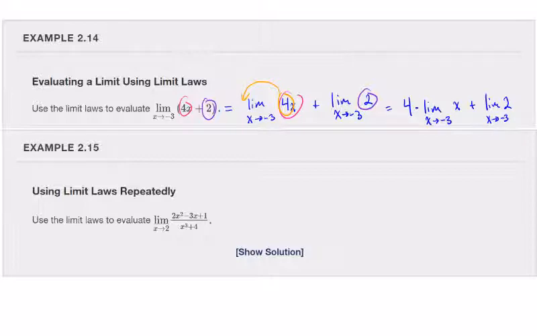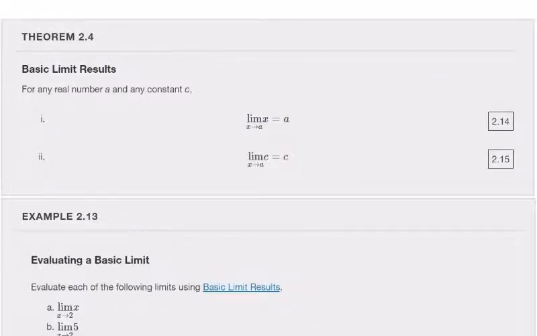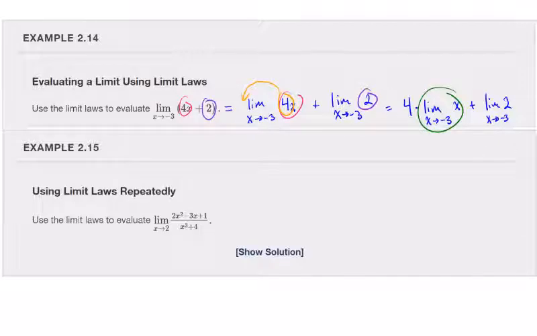Okay, and so now these are all ones we can do, right? This one is going back to this one here. If I have the limit as x approaches a of x, I get a. So the limit of x as x approaches -3 is just going to be -3. And then I have this 4 that I'm going to multiply by it, plus the limit of 2 as x approaches -3, which is just going to be 2.